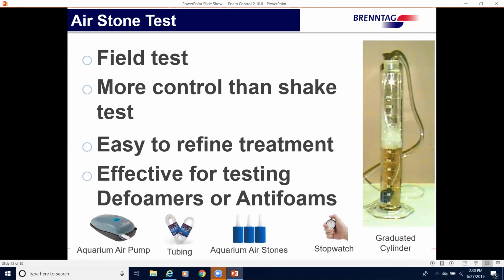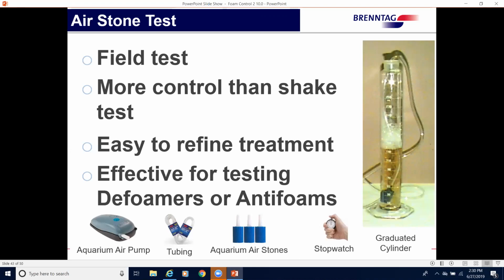The biggest benefit of this style of test over something like the shake test is that when you're using the shake test, it only tells you if the product works or doesn't work. An airstone test not only tells you this information, but it also tells you how much product you'll need and how much it controls the foam. If you drop a little bit in there, how much does it knock it down? So you can see a more precise measurement.